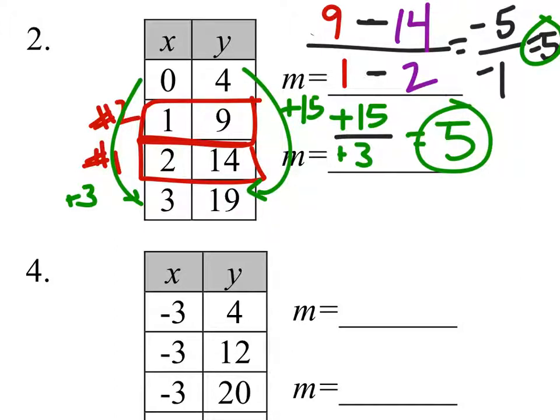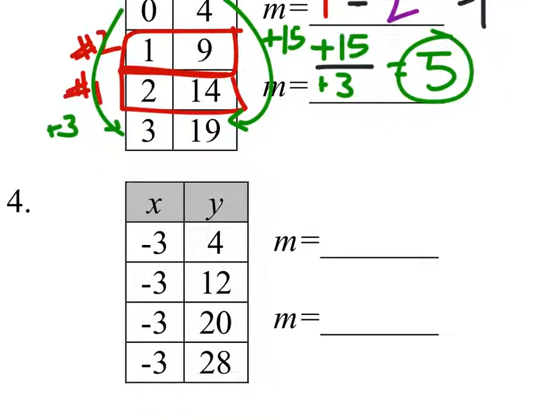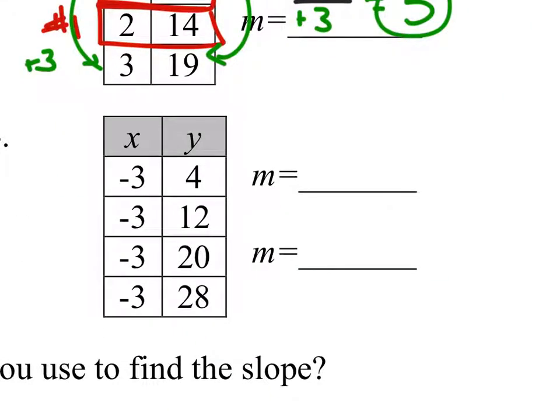What about this next one? So we can use the equation method. Right? y2 minus y1 over x2 minus x1, like that. And which two points do you guys want to use?